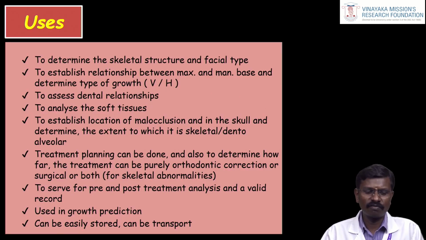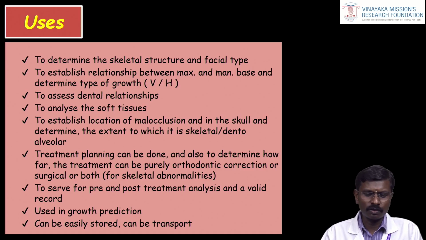The uses of cephalometrics: it is used to determine the skeletal structure and the facial type of a patient. It is used to establish the relationship between the maxilla and mandible and to determine the type of growth, whether the patient is a vertical grower or horizontal grower. It assesses the dental relationship between the maxillary and mandibular dentition, analyzes soft tissue defects, and establishes the location of malocclusion, whether skeletal or dental, and how much dental malocclusion and how much skeletal malocclusion is there. With this analysis we can make it out.